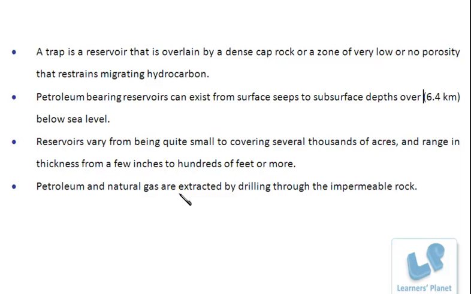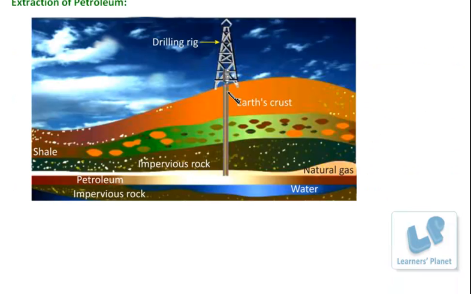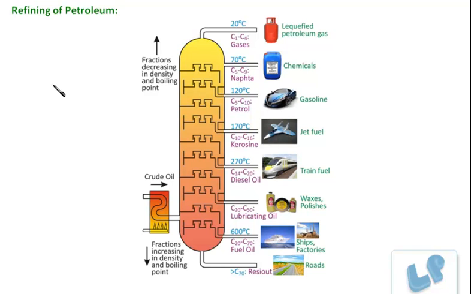Petroleum and natural gas are extracted by drilling through the impermeable rock. Petroleum has moved up through the porous rocks and it is held over here, and drilling is done through this impermeable rock and it is extracted. The crude oil which is extracted is a mixture of solid, liquid and gaseous hydrocarbons, and it is separated by refining of petroleum. This refining is done in oil refineries.